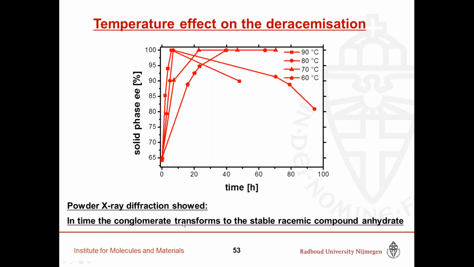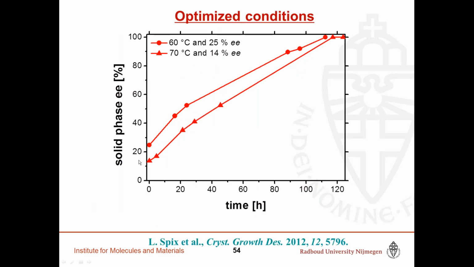Well, what you found out using powder X-ray diffraction performed on the crystals in the slurry was that in time the conglomerate transforms to a stable racemic compound anhydrate. So this one was not known, but it turns out that also the anhydrate of glutamic acid forms a racemic compound in its stable form. But the conglomerate only transforms relatively slowly, and she could, even by starting at low initial EE, end up in 100% if you stopped the whole process after, let's say, 120 hours.